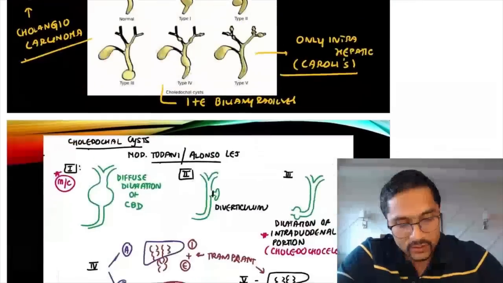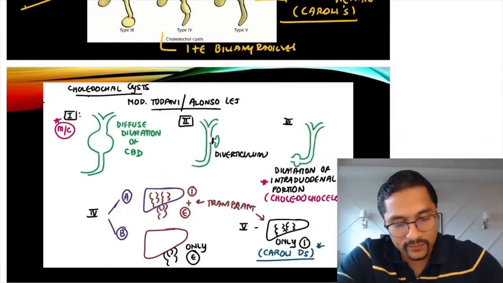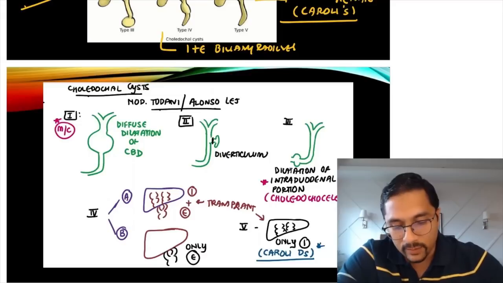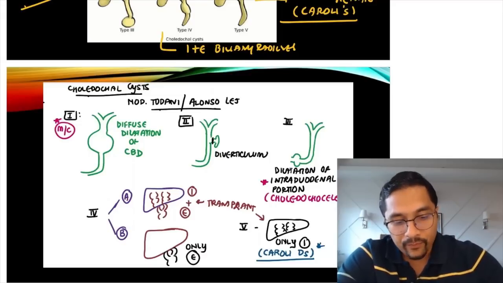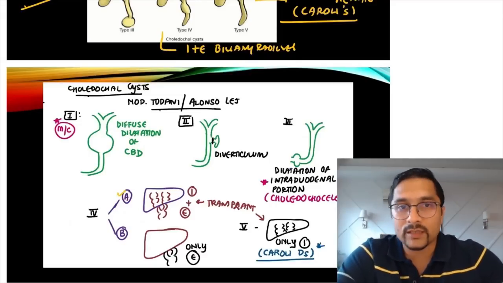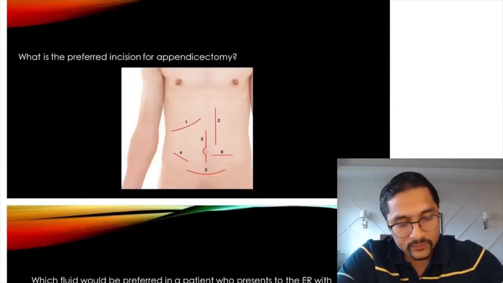Okay. So these are the choledochal cysts which I have just told you. Most common is type 1. I've explained the other types to you as well. And type 4A and 5 are the ones which require a transplant for treatment.